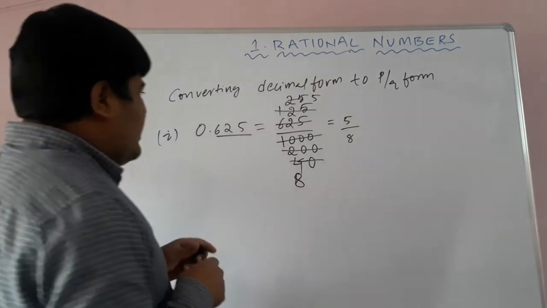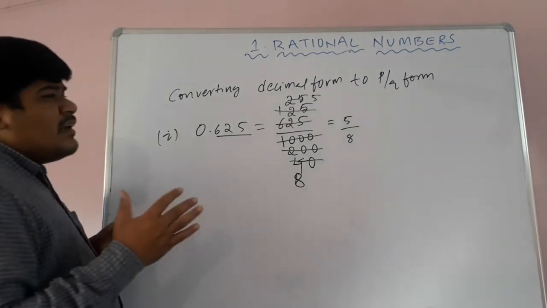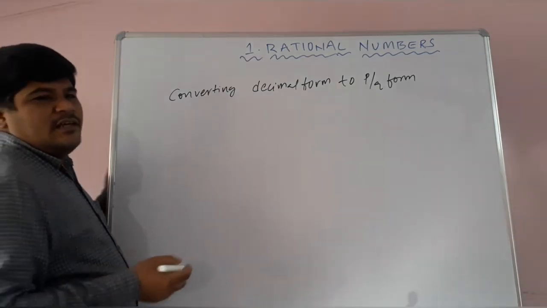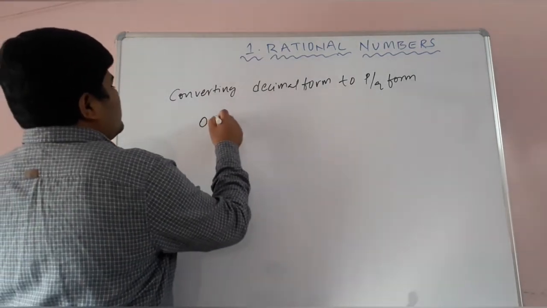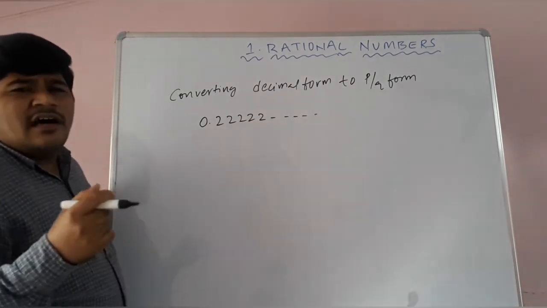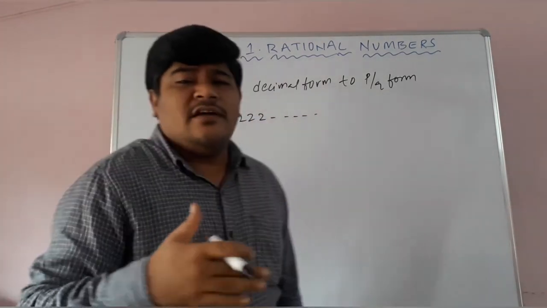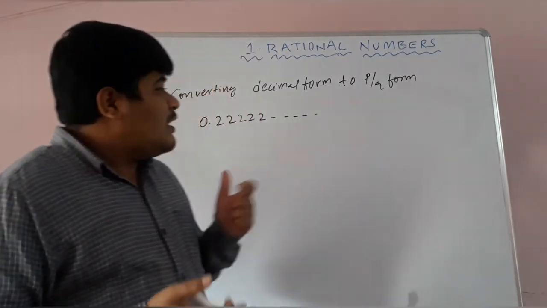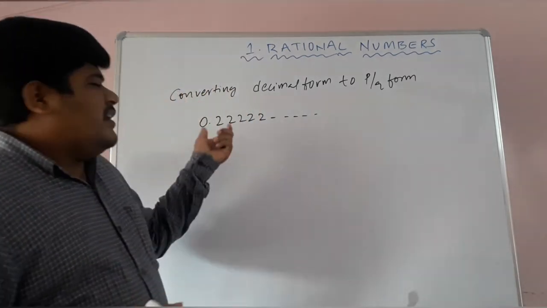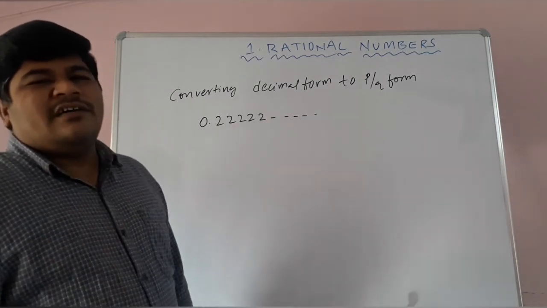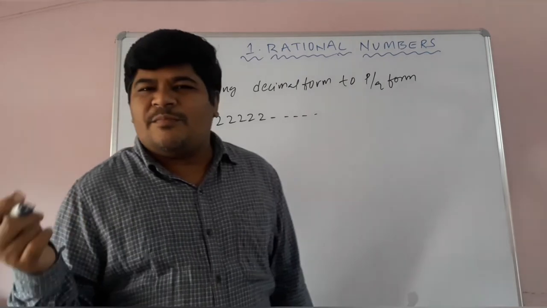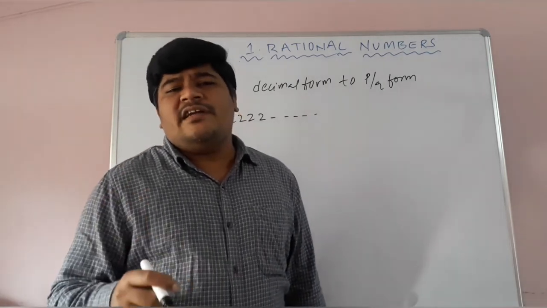Now children, let's see converting non-terminating repeating form into p by q form. 0.22222 and so on. Children, this is a non-terminating repeating decimal. So we need to convert this into p by q form. How to convert? If it is terminating, instead of the decimal point we will write 1 in the denominator and then we will count the number of digits after the decimal point. That many zeros we will take in the denominator.